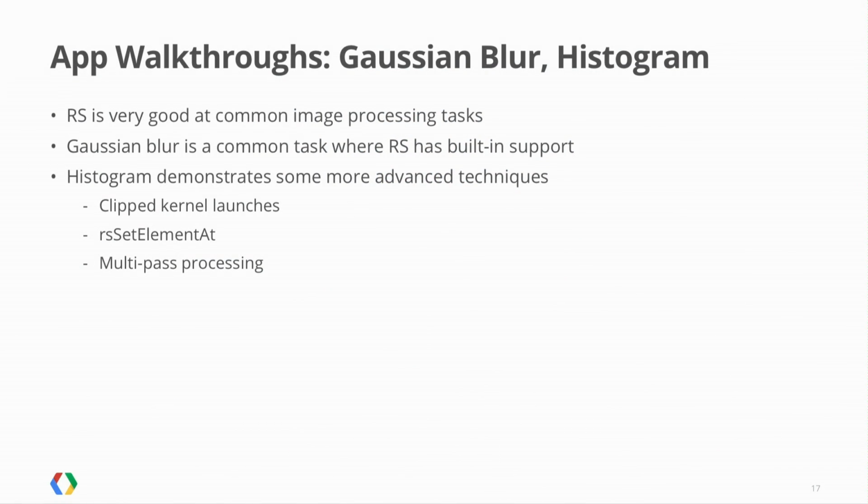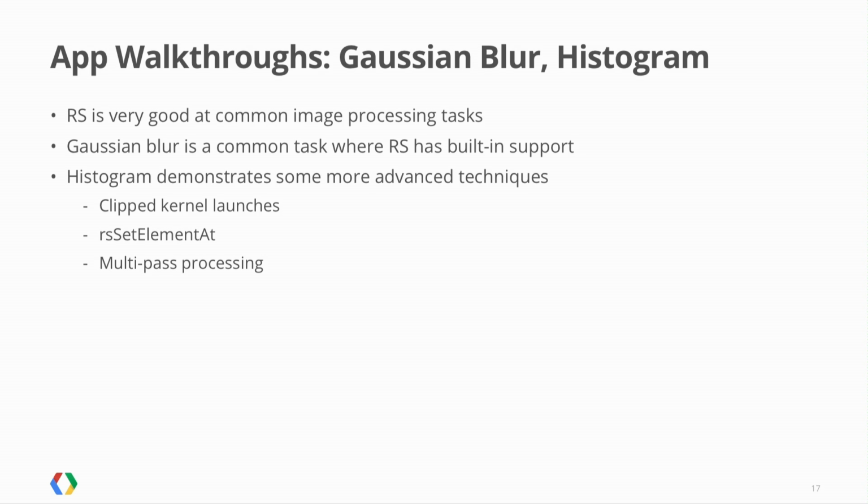So the examples we're going to use are going to be a Gaussian blur and a histogram. For anyone who attended the talk yesterday that Roman and Chet gave, you may have noticed that they were talking about doing drop shadows using RenderScript. And I'm actually going to talk about the primitive they're using to do this.